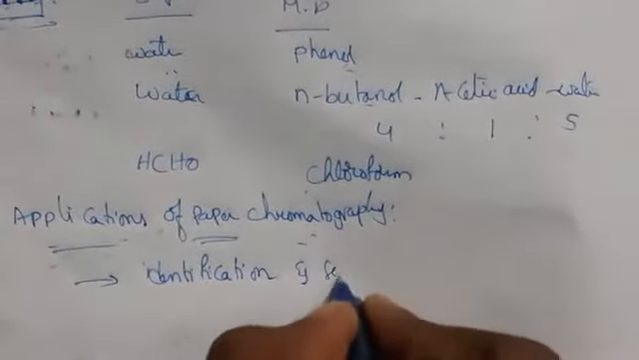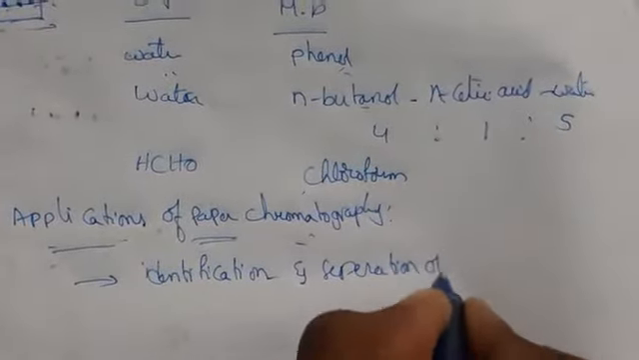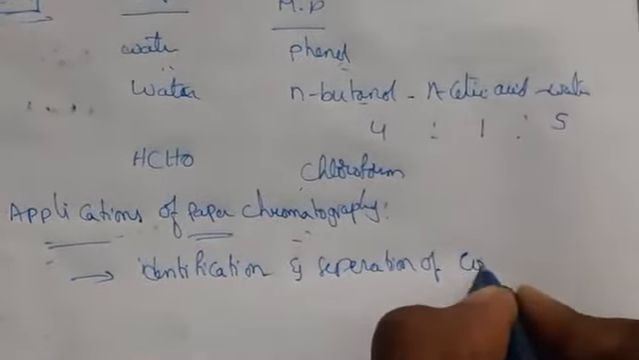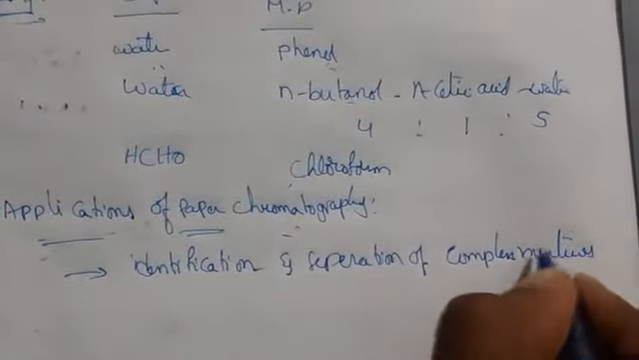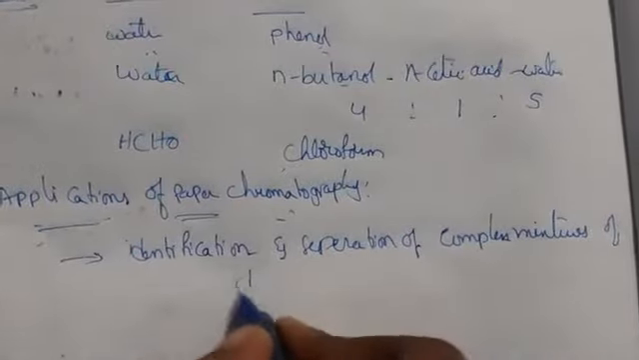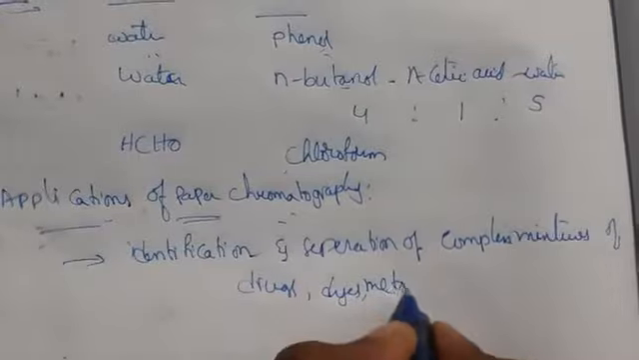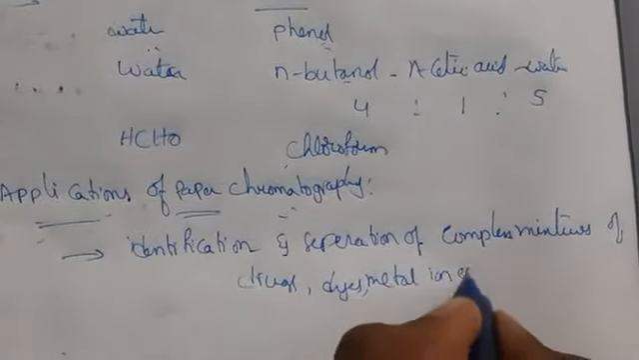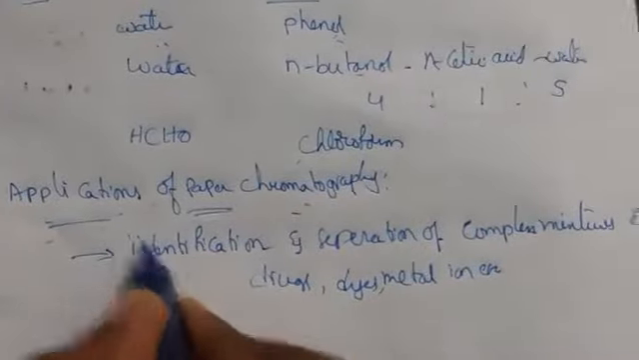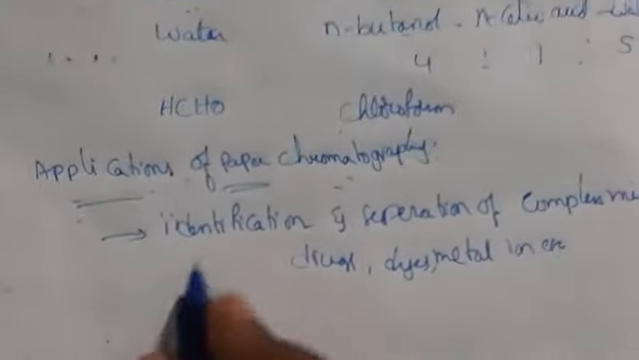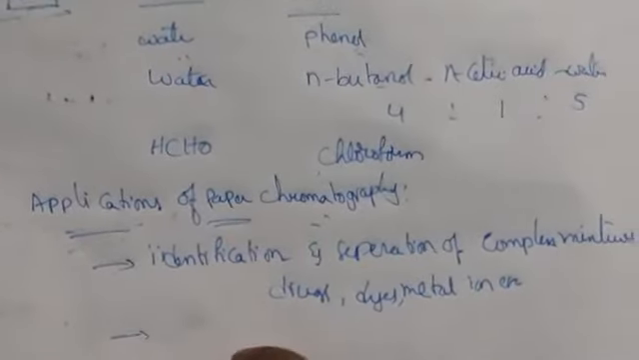and separation of complex mixtures of drugs, dyes, metal ions. We can easily identify these compounds or separate these compounds by using paper chromatography, and also this can be used for the mixture of amino acids.